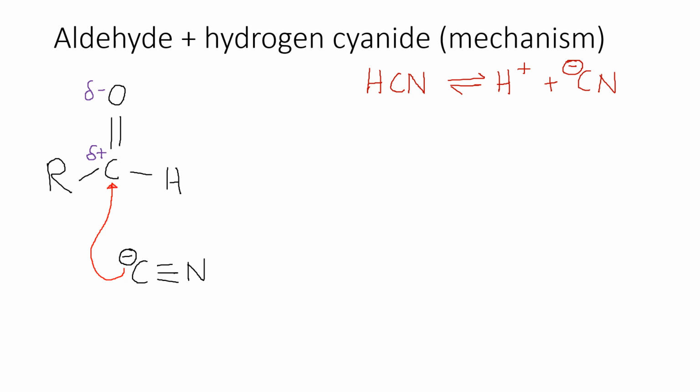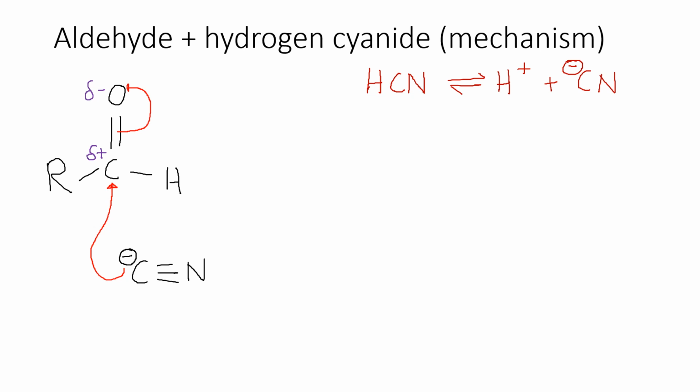Now this is what we call a bond-forming curly arrow. The electrons on the carbon here are being used to make a new bond to the carbon. And then this double bond breaks and both of the bonding electrons move on to the oxygen.